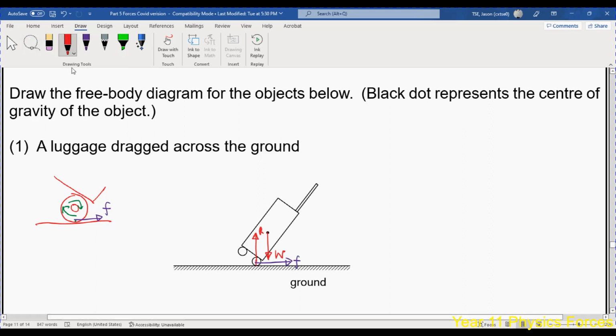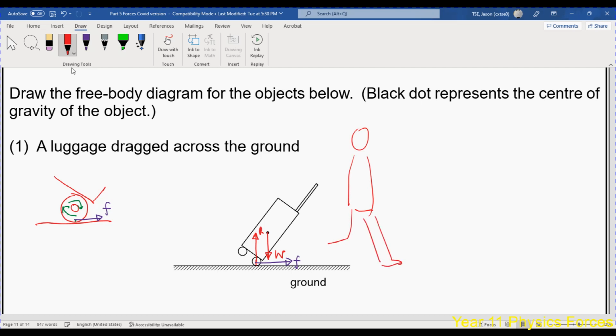Okay, should there be any other force? So we've got R, weight, friction, but you can imagine, how can this luggage be dragged? There must be someone here, pulling it.